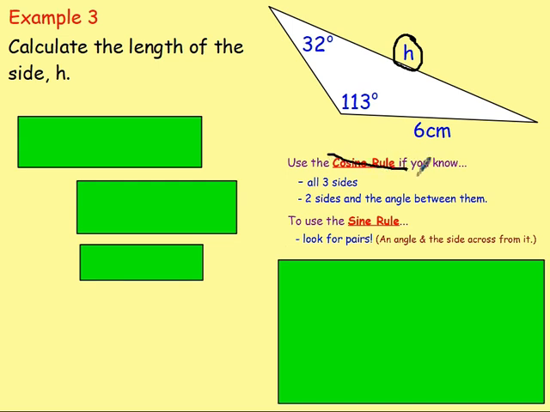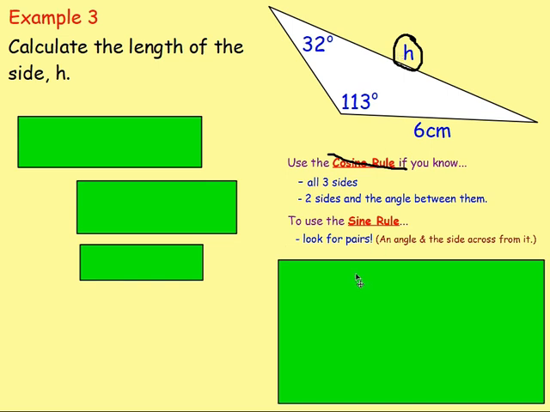If we cannot use the cosine rule, what are we going to use? Sine rule! And the sine rule is when you look for your pairs. Are you going to use the sine rule to work out the size of an angle or the length of a side? Yeah, it should be quite obvious.